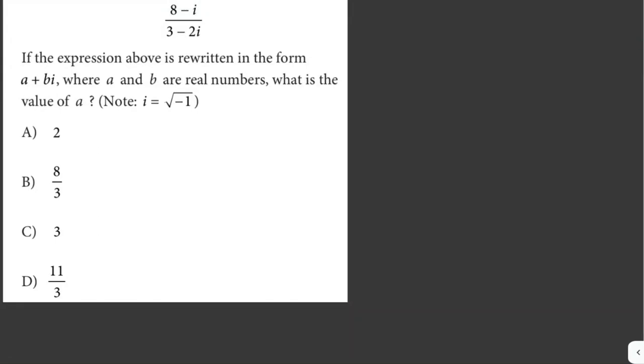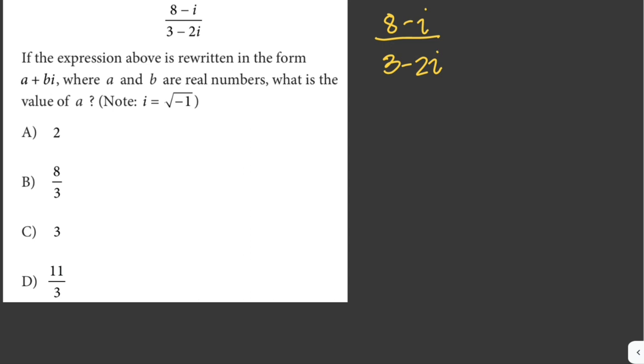If the expression above is written in the form a plus bi, where a and b are real numbers, what is the value of a? And take note that i is just equal to the square root of -1. So we're given here this expression (8 minus i) over (3 minus 2i).